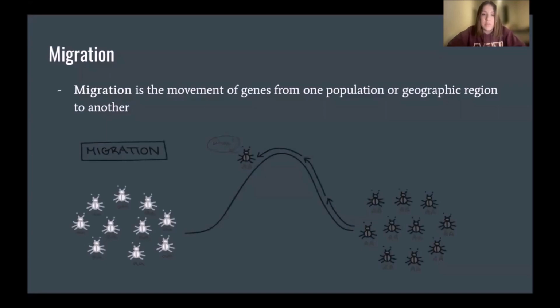So migration is the movement of genes from one population or geographic region to another. And in this example, there are two populations split or separated by a mountain. On the right are the brown beetles, and on the left are the white beetles. And they have different genotypes. And one day, a brown beetle goes over the mountain and into the population of the white beetles. And so this introduces new genetic material into that population.